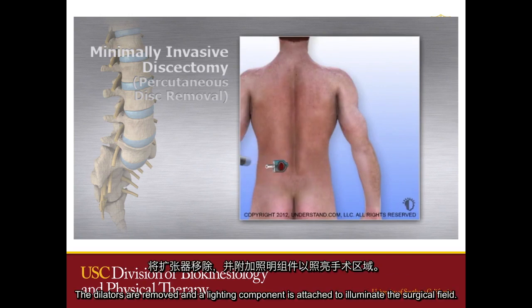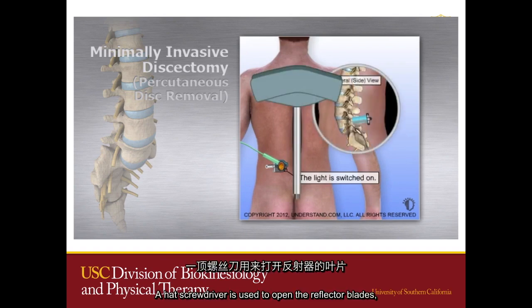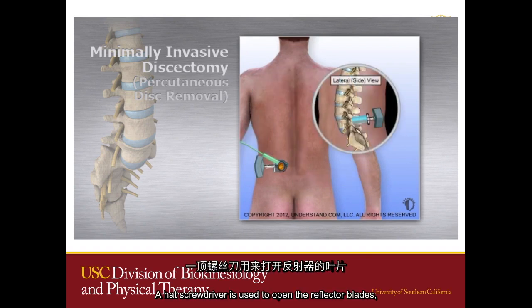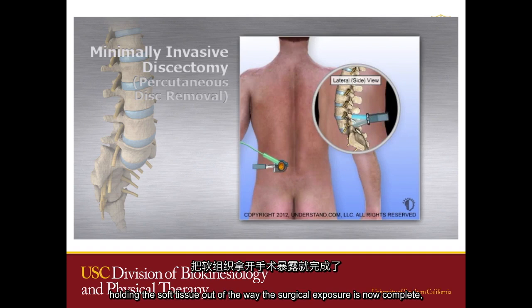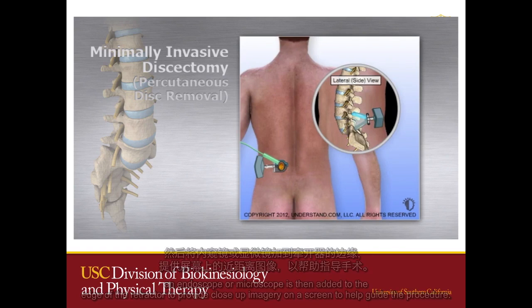The dilators are removed, and a lighting component is attached to illuminate the surgical field. A hex screwdriver is used to open the retractor blades, holding the soft tissue out of the way. The surgical exposure is now complete. An endoscope or microscope is then added to the edge of the retractor to provide close-up imagery on a screen to help guide the procedure.